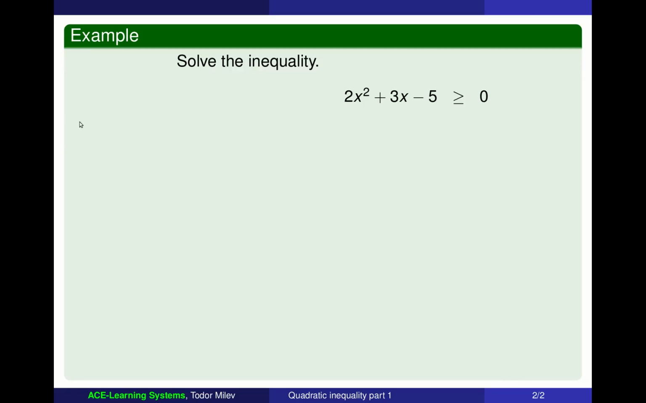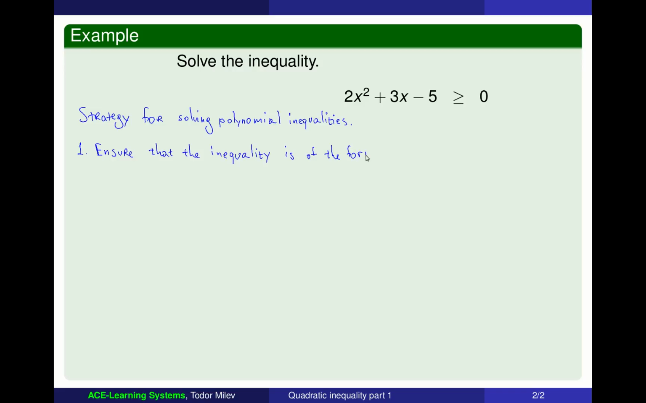So the strategy for solving polynomial inequalities is like this. First, we want to ensure that the inequality is of the form p of x greater than or equal to 0, or p of x less than or equal to 0, or maybe p of x greater than 0, or p of x less than 0.